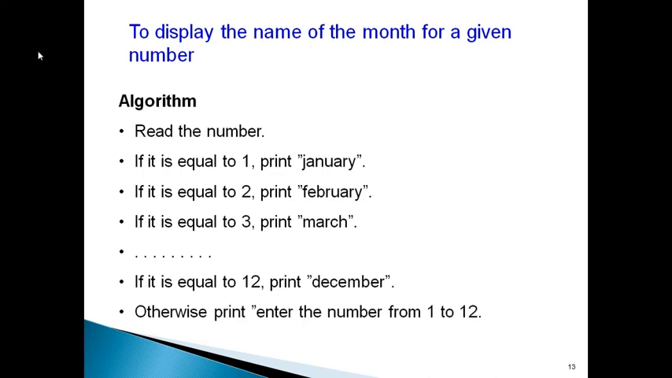Otherwise, if the entered number is not between 1 to 12, we will display the message: enter the number from 1 to 12 only. Our purpose of the program: if you enter the month number, it must display the name of the month. We have only 12 months, 1 to 12. If you enter any number not between 1 to 12, you will display the message enter the number from 1 to 12 only. This is the algorithm.